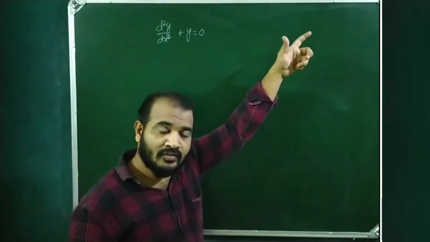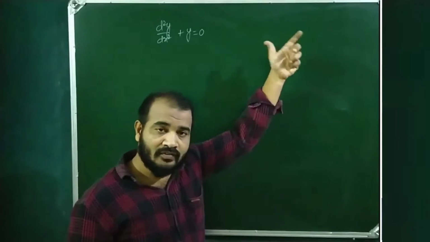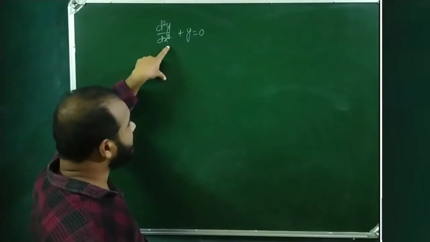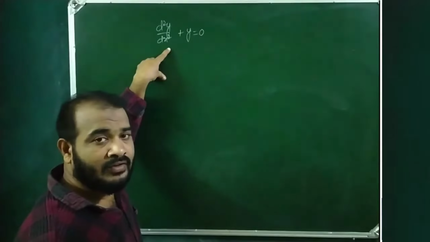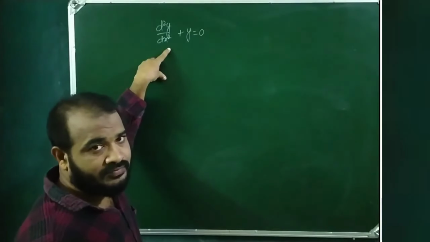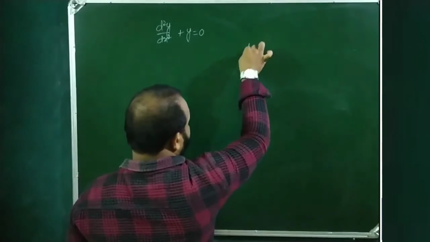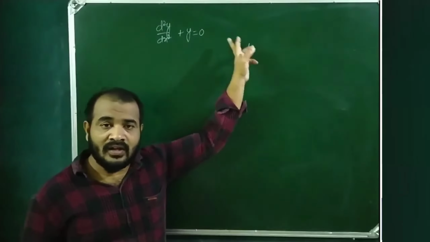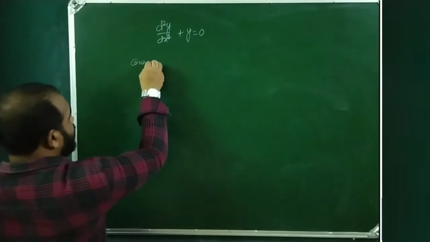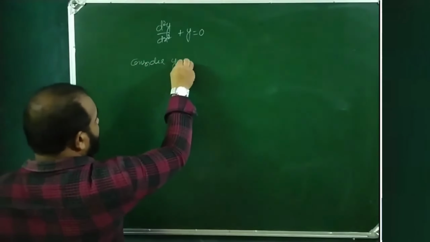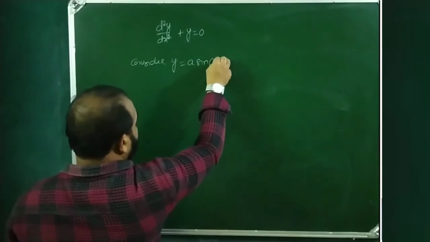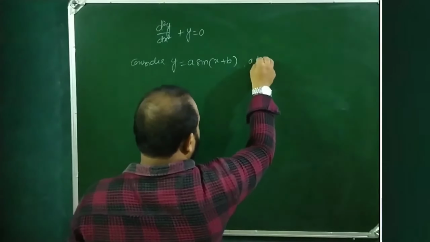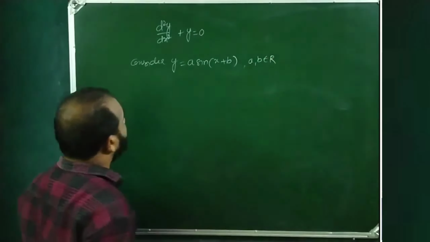There, the solution of the equation is a number. So the solution of this differential equation is a function phi that will satisfy the given equation. y is equal to a sine x plus b, where a, b are any real numbers.